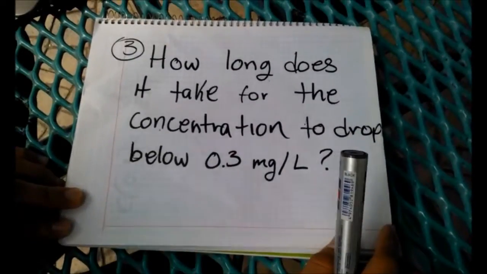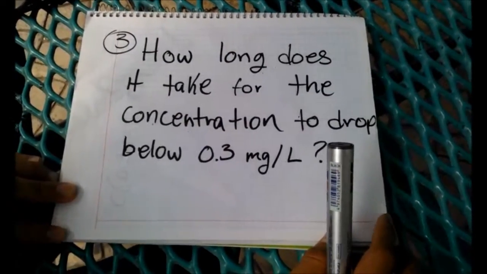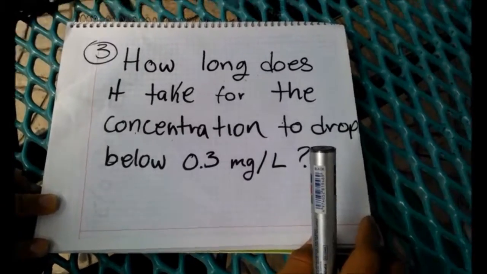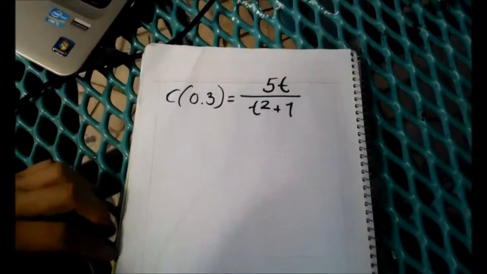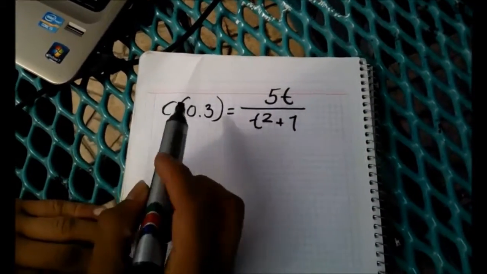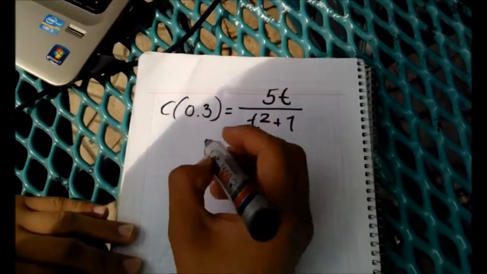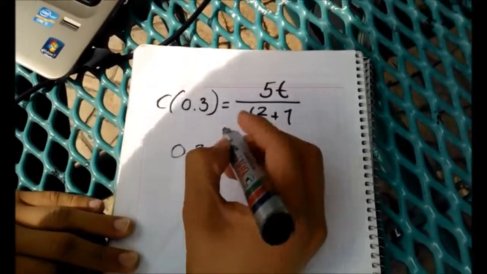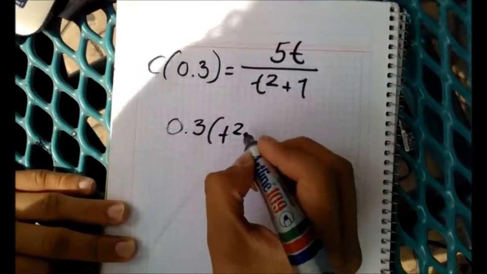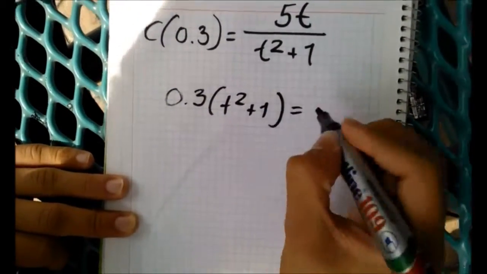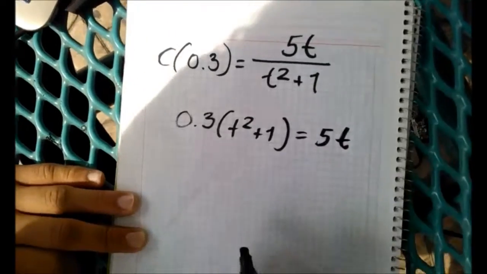The third question was, how long does it take for the concentration to drop below 0.3 milligrams per liter? This was a little bit harder. We need to isolate the main equation with the variable c at 0.3. So we do the equation, we substitute, and t squared plus 1 is equal to 5t.